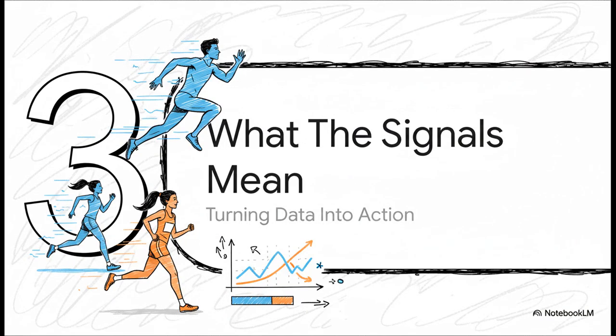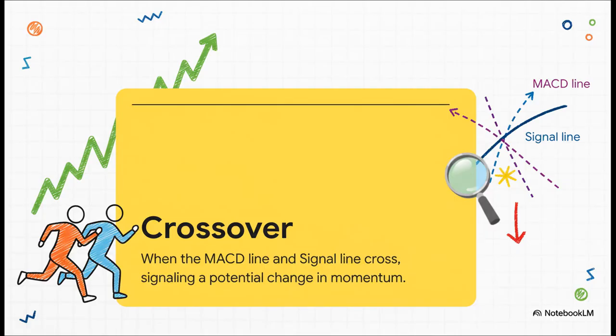Okay, so we can read the dashboard, we know what all the parts do, but how do we actually turn this into something useful? Let's talk about the two most important signals the MACD is going to give you. The first and most common signal is called the crossover, and it's exactly what it sounds like. It's that moment when the fast MACD line crosses over the slower signal line. This is a big deal because it tells us the dynamic of the race is shifting in a big way.